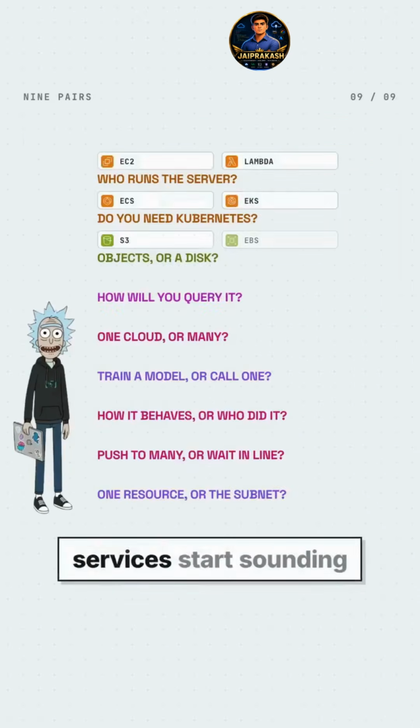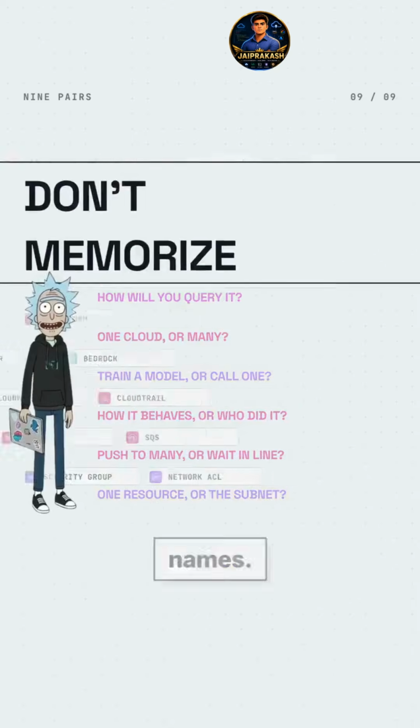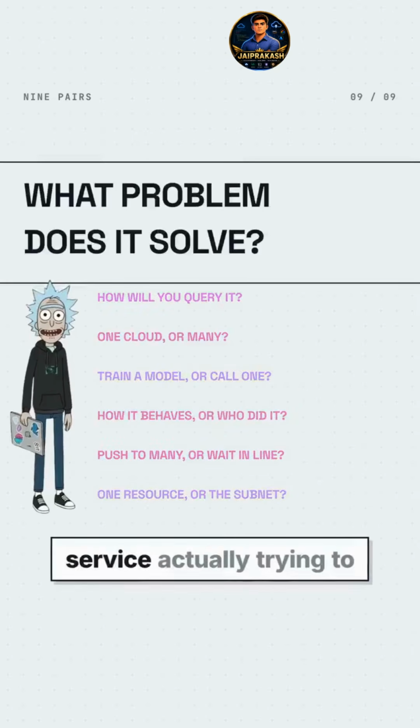So when these AWS services start sounding identical, don't memorize their names. Ask yourself one thing: what problem is each service actually trying to solve?